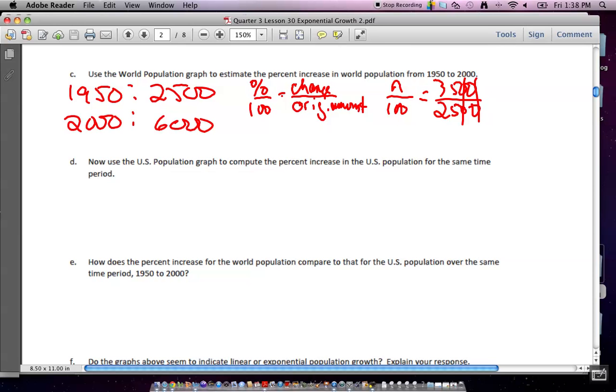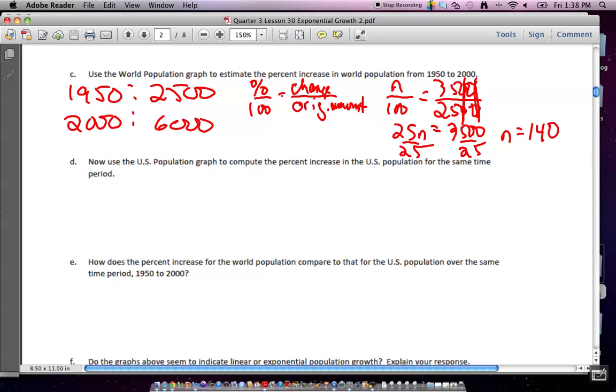N over 100 equals, because I'm trying to find a percent, so I put an N there. Now, I kill the zeros, and I'm left with 35 over 25. I cross multiply. I get 25N equals 3,500. I divide by 25, and N works out to be 140. So if I just solve the equation, it should be no problem for anyone in this room. Yes, I went quickly, but that's very simple to follow. So we come out with a 140% change when it goes from 2,500 to 6,000.